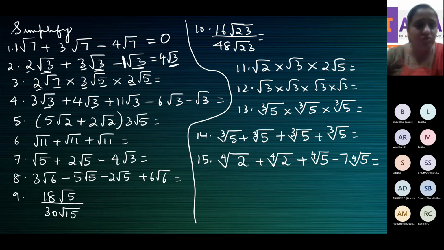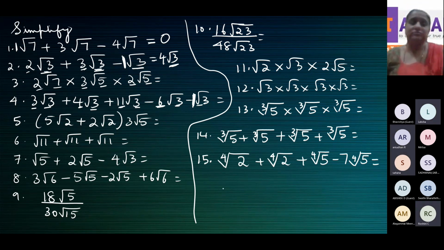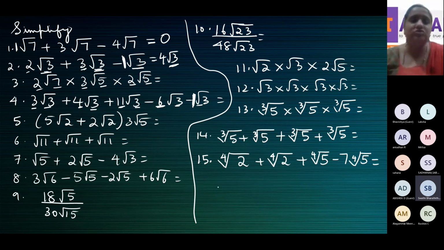So it's root 3, root 3, root 3, root 3, root 3 everywhere. Okay. So they are like, so we can add or subtract them. So 3 plus 4, 7. 7 plus 11, 18. 18 minus 6, 12. 12 minus 1. Don't forget this. 12 minus 1, 11. 11 root 3 is the answer for the fourth one. Correct, children? Yes, ma'am. Very good. Okay. Now the fifth one.